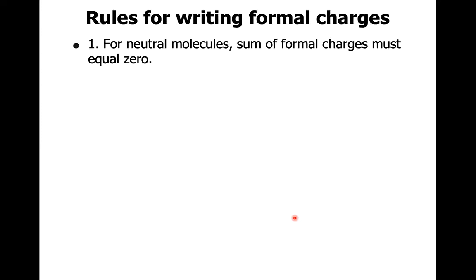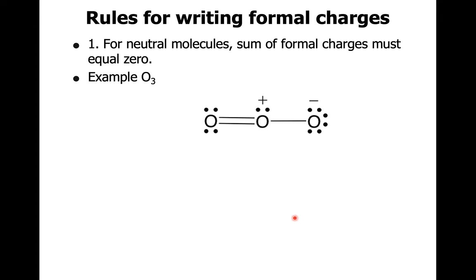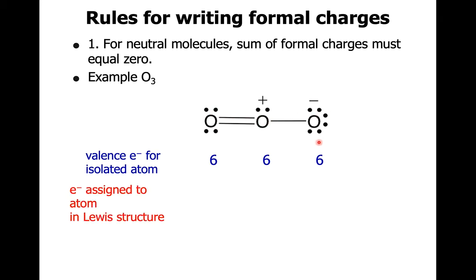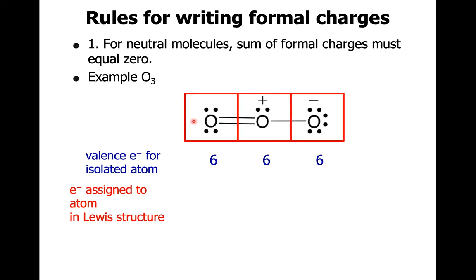Well, let's look at a couple of similar ones. For neutral molecules, the sum of the formal charges must equal 0. So for something like ozone, here I've drawn out one of the 2 resonance structures, and we count the valence electrons for the atom. This comes from the periodic table. Oxygen is from the 6th main column of the main group, so 6 and 6 and 6 for all the oxygen atoms, for any oxygen atom really. And then how many are assigned in the Lewis structure? This one has 1, 2, 3, 4, 5, 6 in the Lewis structure. This one here in the middle has 1, 2, 3, 4, 5.